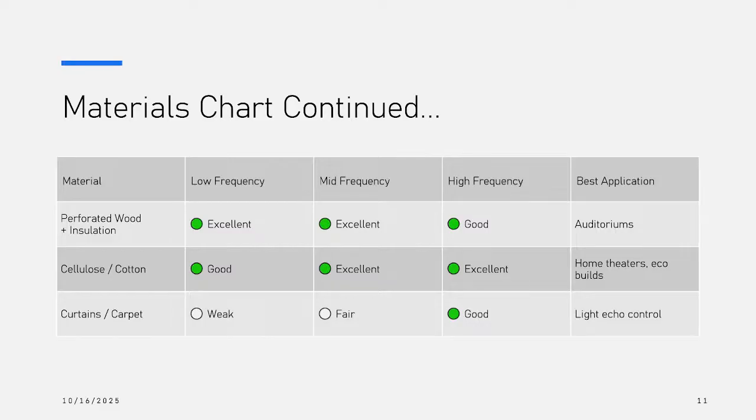In summary, the choice of material depends on the frequencies you want to control, the room size, and whether aesthetics or eco-friendliness are important to you. Often, combining materials like mineral wool cores wrapped in fabric or foam panels in front of wood creates a balanced acoustic environment that handles low, mid, and high frequencies efficiently.